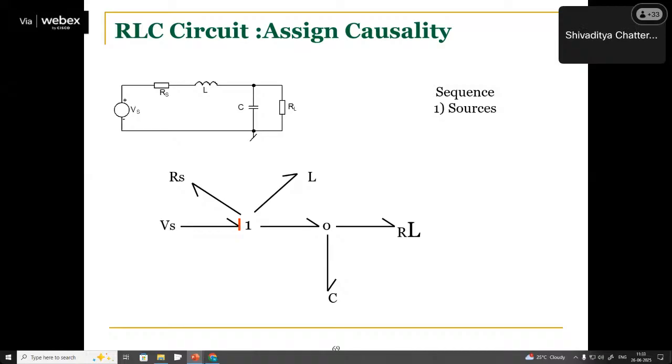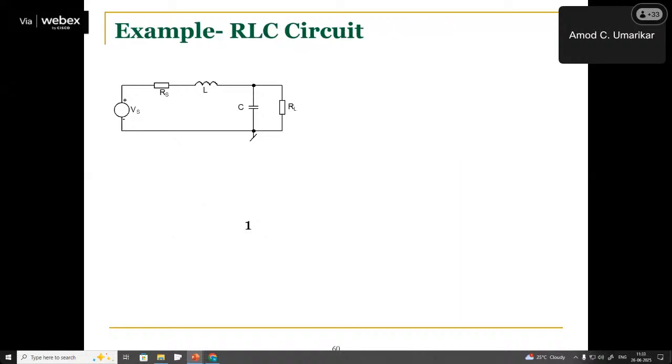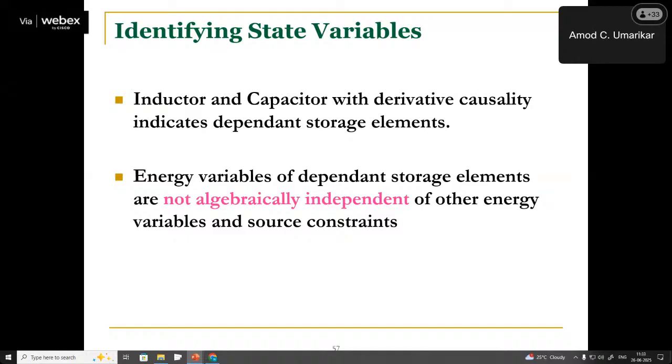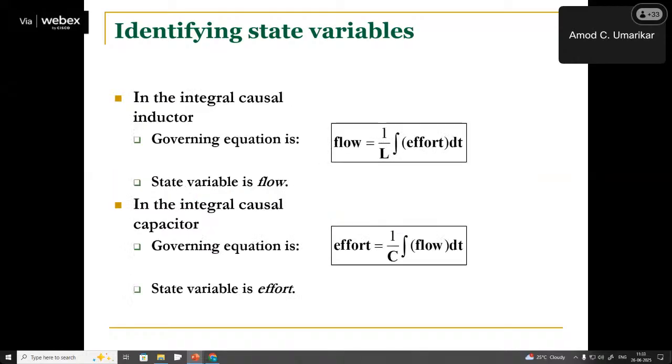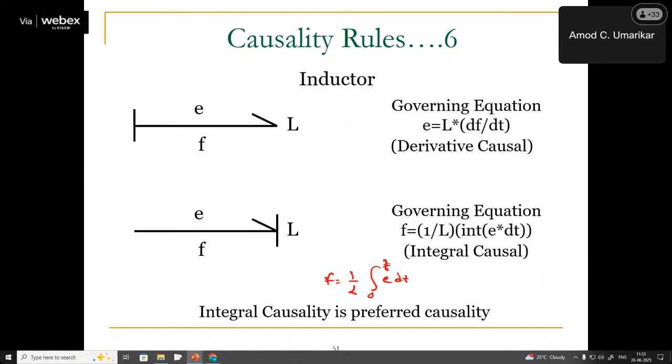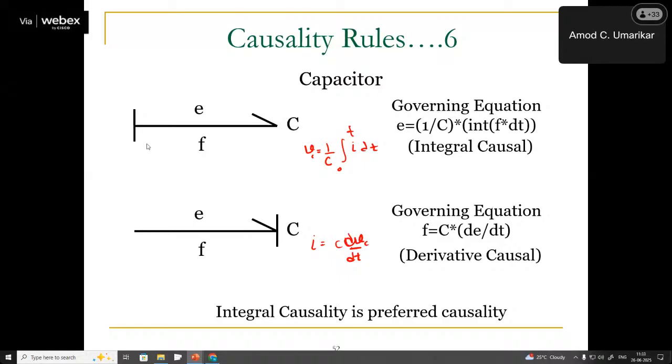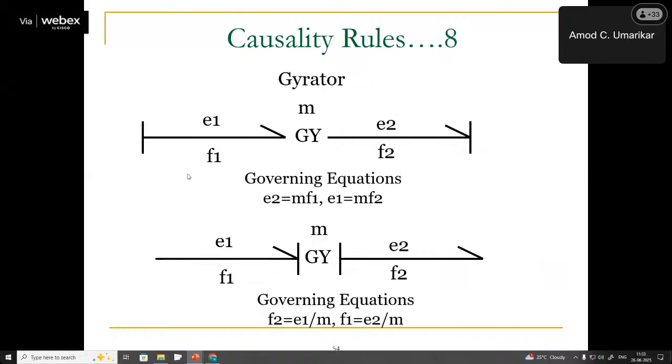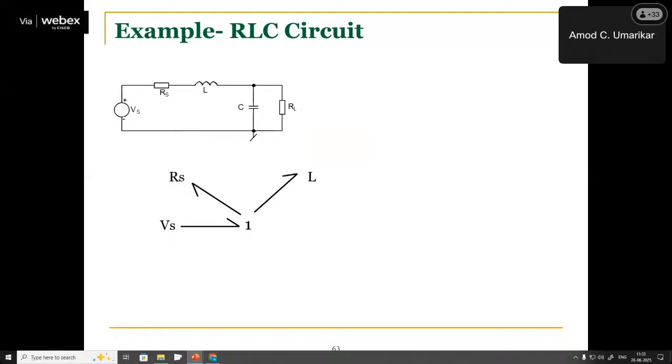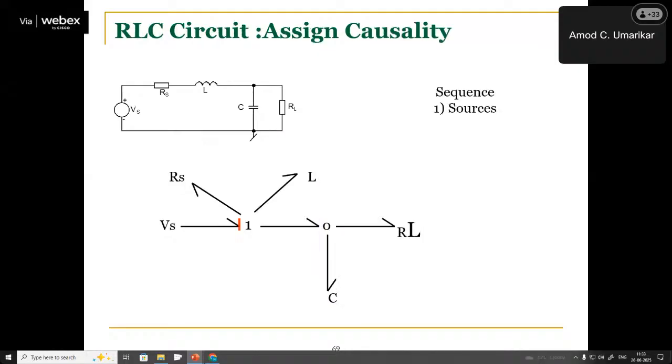Now next is the dynamic element. So in the previous example, what is the preferred causality? Integral causality, right? So what is integral causality here for L? Effort you are applying. Similarly for the capacitor, integral causality is this, as in the first example. So first is the source, then the dynamic element, that is, integral causality we have assigned to these.